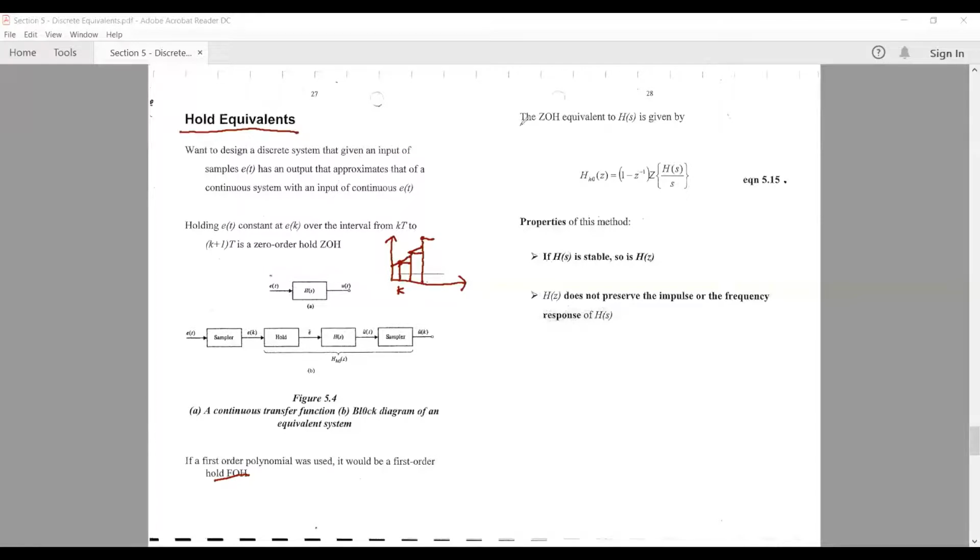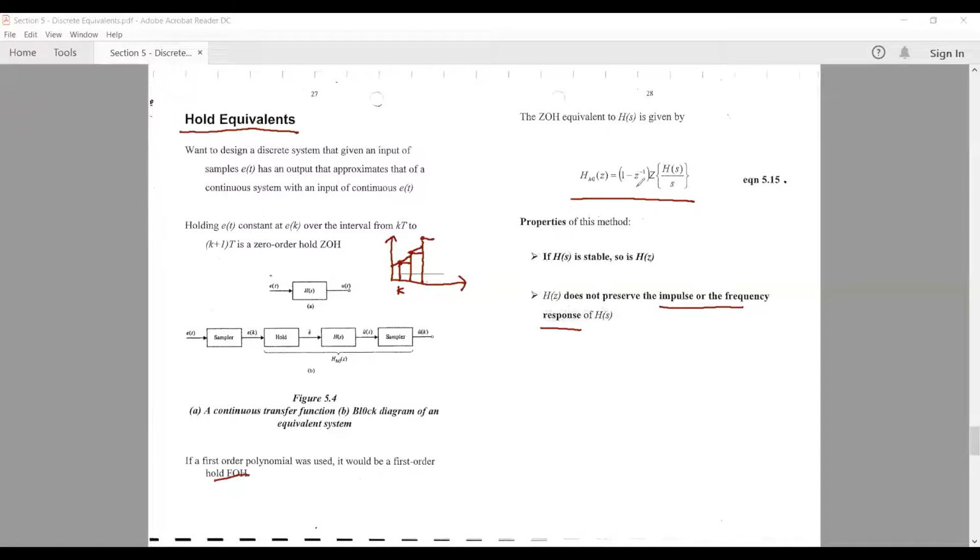The zero order hold equivalent of H of s is given by this equation: H sub ZOH of z is equal to (1 minus z inverse) times the z transform of H of s over s. This is the general equation. Properties of this method include: if H of s is stable, then H of z will also be stable. H of z does not preserve the impulse or the frequency response of H of s.